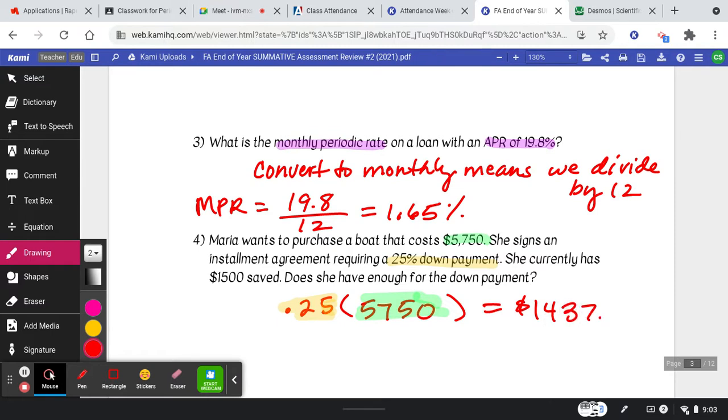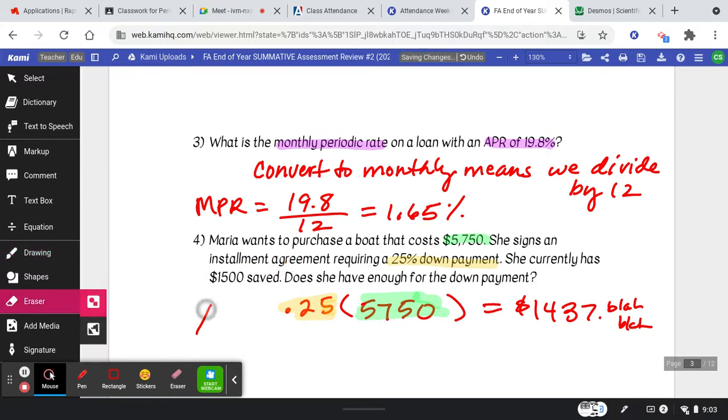1,437. And we're like, blah, blah, blah. Because how much do I have saved? How much does it say I have saved right here? Oh, 1,500. Do I have enough? Yeah. I have enough. So that's the question they're asking you that you're going to be asking yourself someday. Do I have enough?